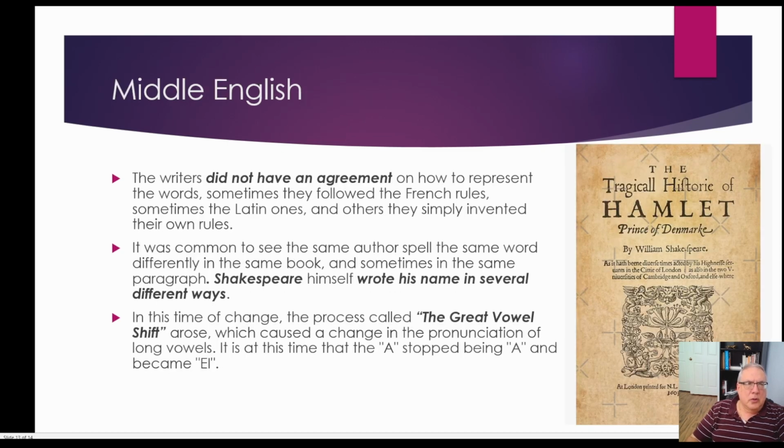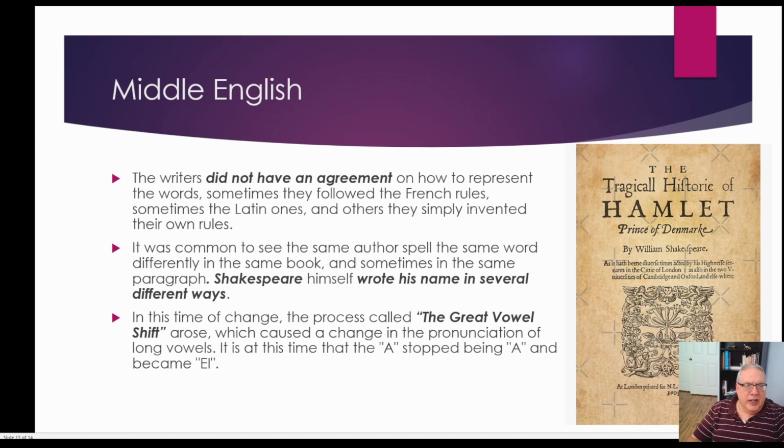This was a situation where Middle English started, and the writers did not have an agreement on how to represent the new words that were being introduced constantly into the language. Sometimes they followed French rules, sometimes they followed Latin rules, and others they simply invented their own rules. It was common to see the same author spell the same word differently in the same book, and sometimes in the same paragraph. Shakespeare himself wrote his name in several different ways, none of which is the current version of Shakespeare.